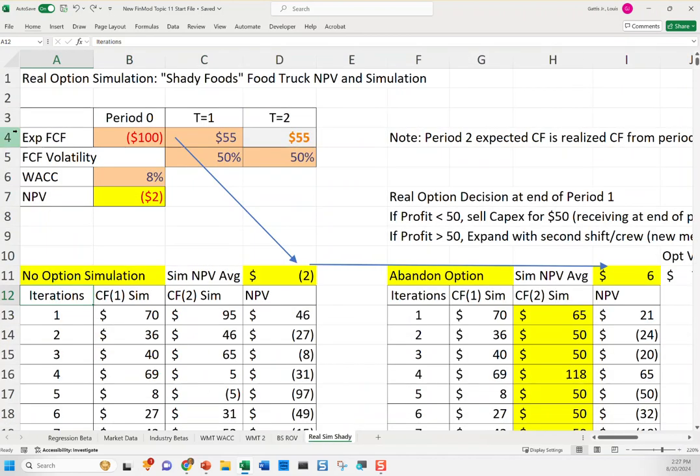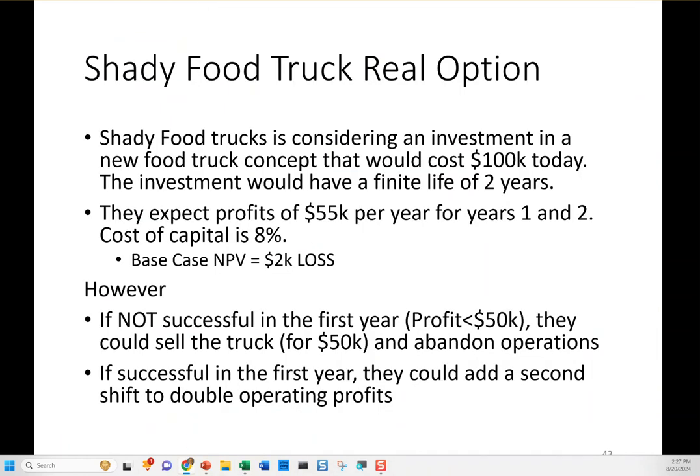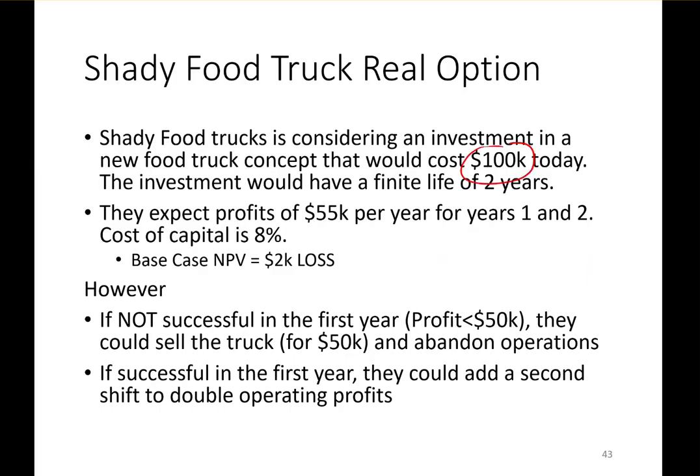Now let's look at a small business, a food truck. So I'll go back to the PowerPoint to look at the words. Shady Food Trucks is considering an investment in a new food truck concept that would cost $100,000 today. And the investment would have a finite life of 2 years, just to make things simple. So you buy a food truck, it lasts for 2 years.